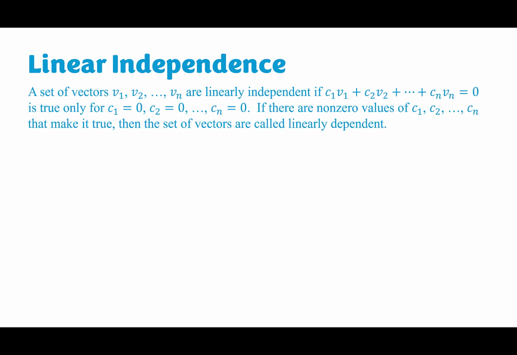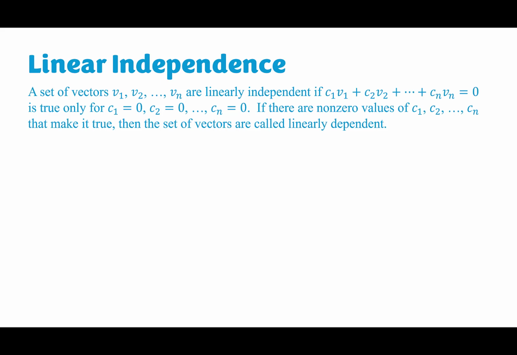All right, the last idea and term to be introduced in this video is this idea of linear independence. So what does linear independence mean? It's this: if you have a set of vectors, v1, v2, all the way to vn, they are linearly independent if the linear combination of those vectors equaling 0 is true only for C1 equals 0, C2 equals 0, all the way to Cn equaling 0. So if all the constant multiples are 0, and that's the only solution to that equation, then we call those vectors linearly independent.